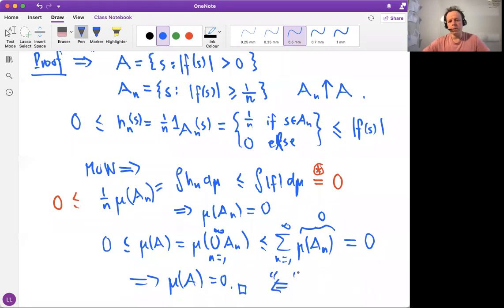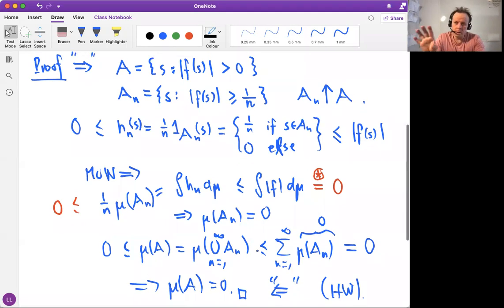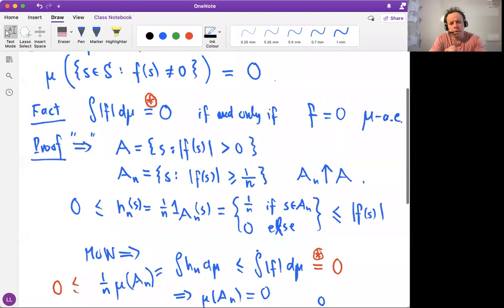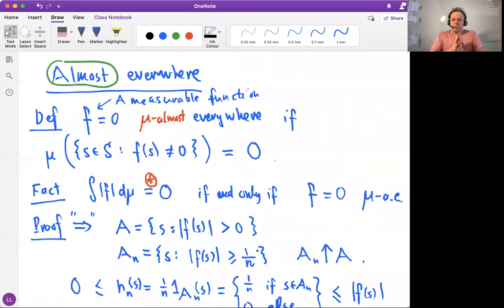What about the other part? Let's leave that as homework for you to think about if you have time. That's the easier thing. This is the part of the proof that requires a bit of innovation. Think about these sets. The other direction is more like, if you recall the definition of the integral and think about what kind of simple function could be there, you get that proof quite nicely. This was the story about the almost everywhere thing.